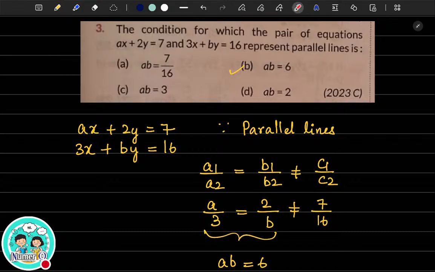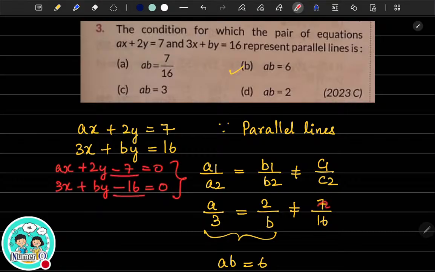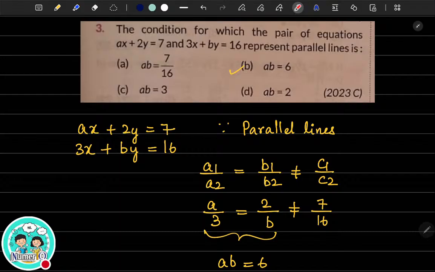You can also take it all to this side, right? You can also write it as ax plus 2y minus 7 equal to 0. You can write 3x plus by minus 16 equal to 0. So this is also possible. So in that case, your C1 and C2 will be minus 7 divided by minus 16. Either way, it's going to be correct. So this was asked in the 2023 compartment question paper.